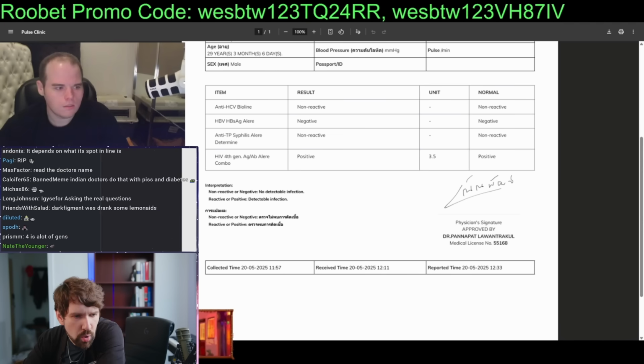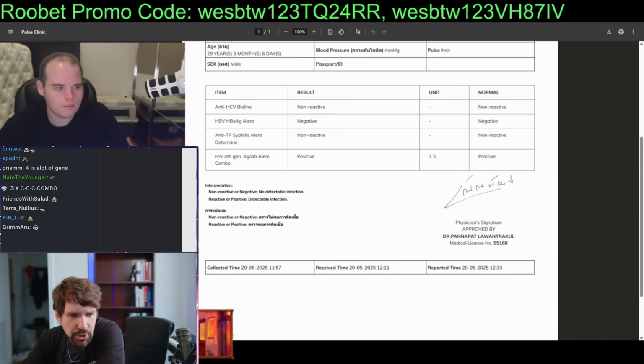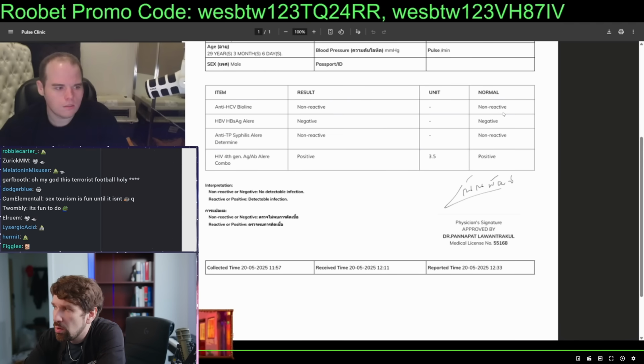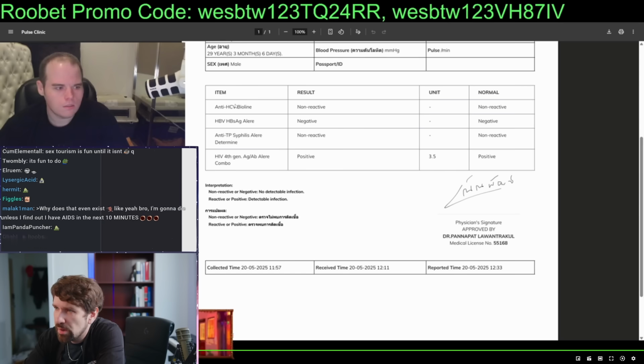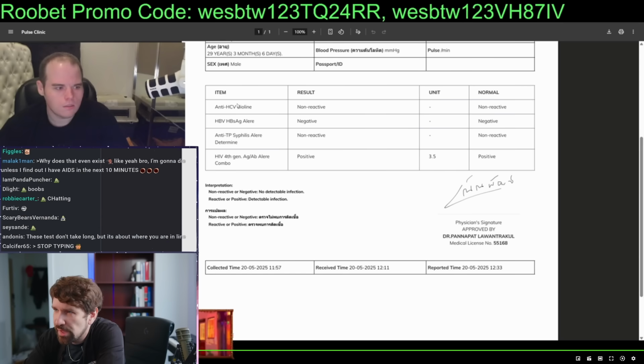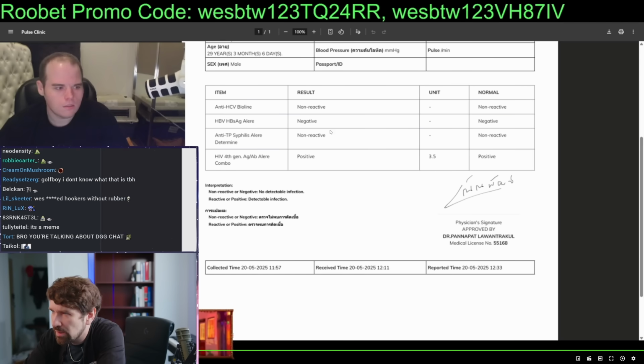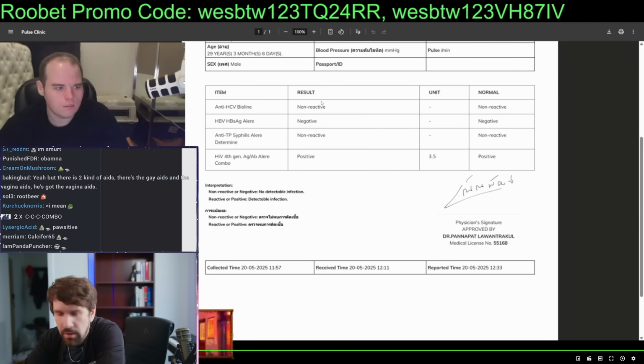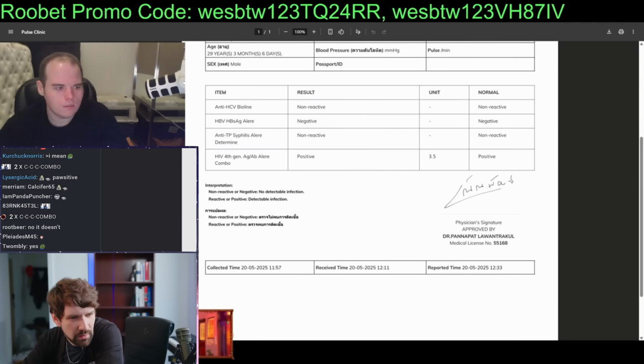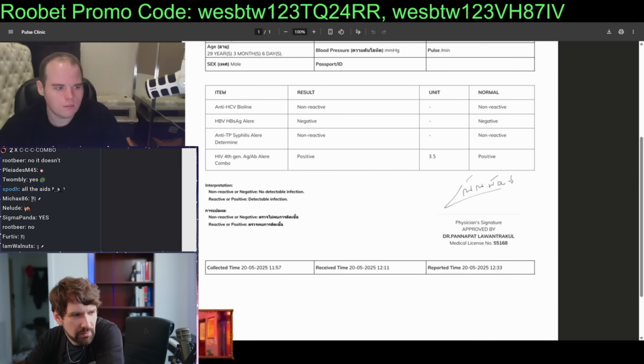Positive appears in the normal column to indicate the expected result when the infection is present. Oh. So that means that he also has HCV and he also has HBV or whatever this is, and he also has syphilis because they all match the result in the normal? Is that what that means? Like, so he has everything.